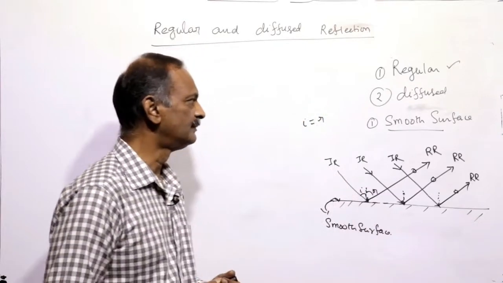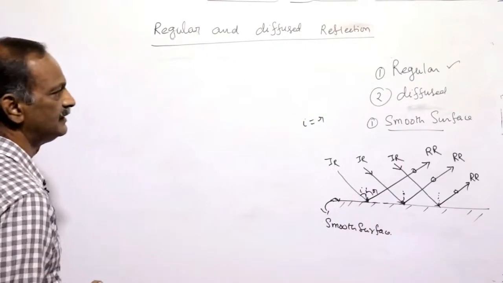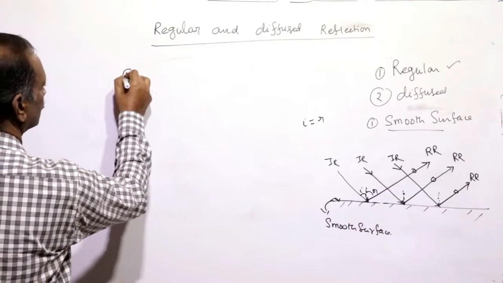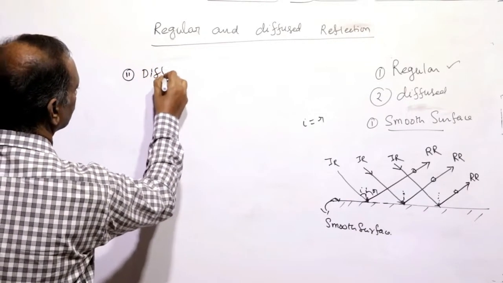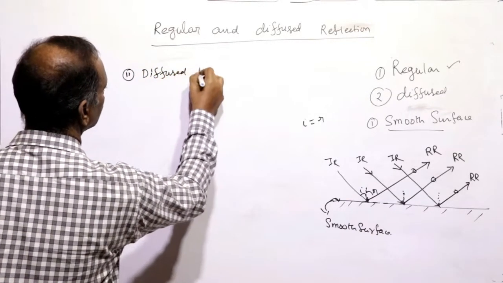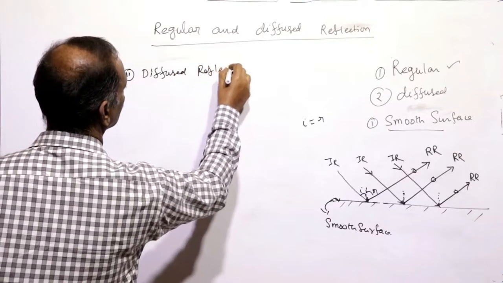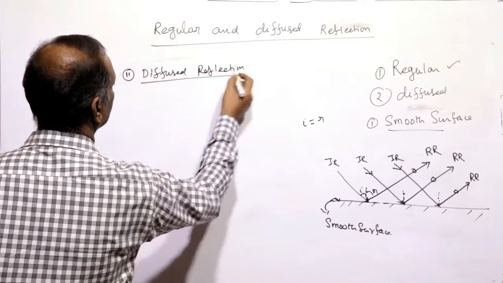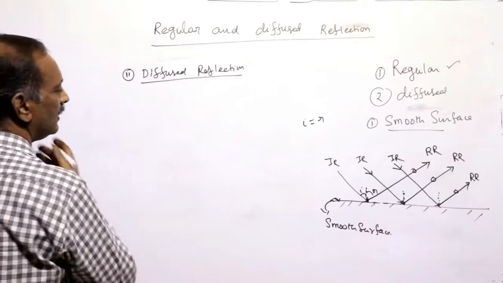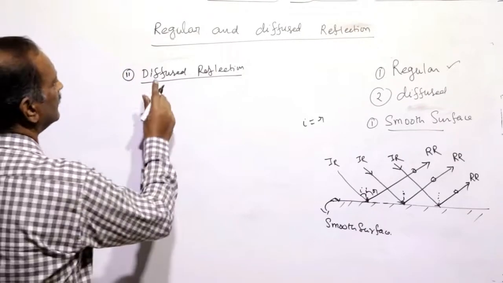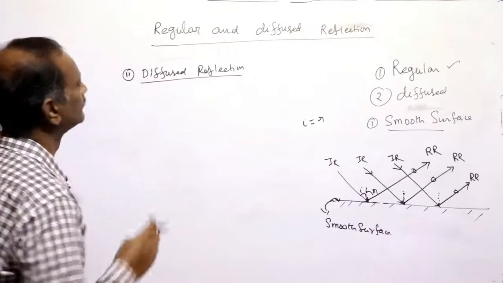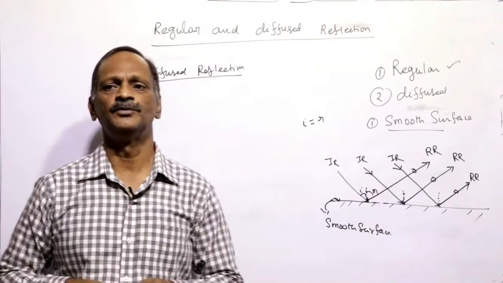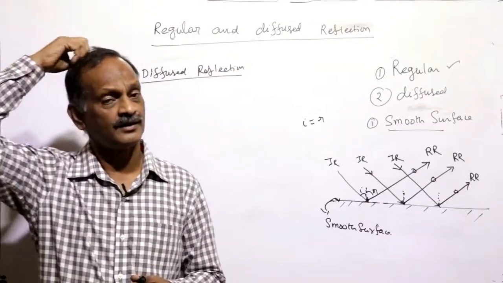Now another one is diffused reflection. What does diffused reflection mean? This diffuse reflection occurs only on a rough surface.